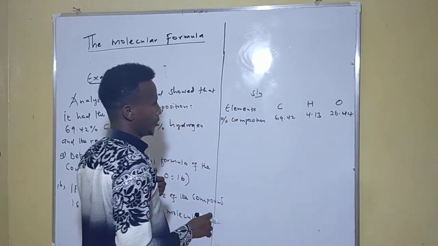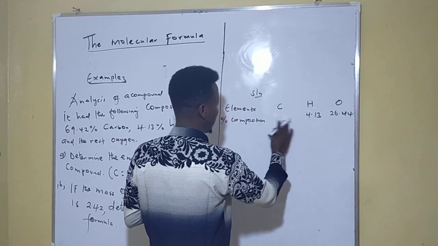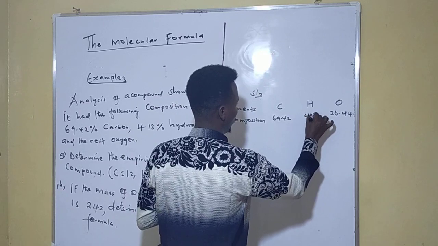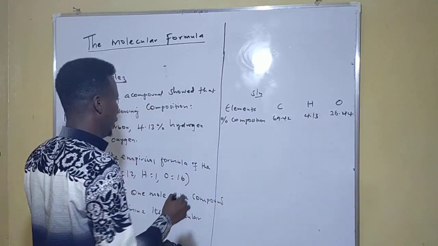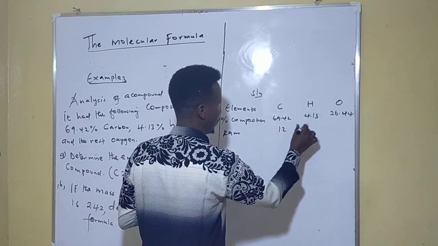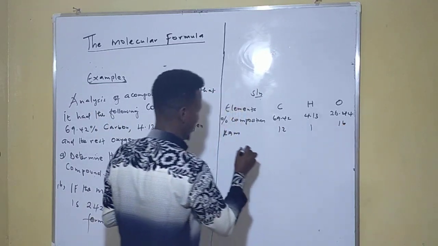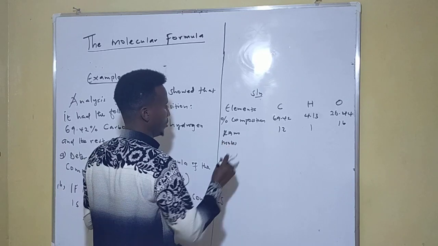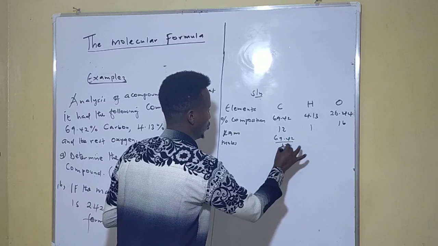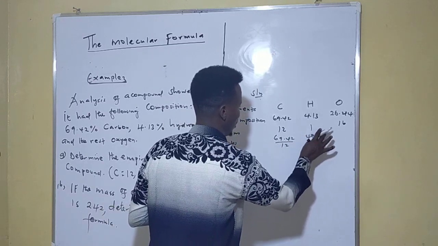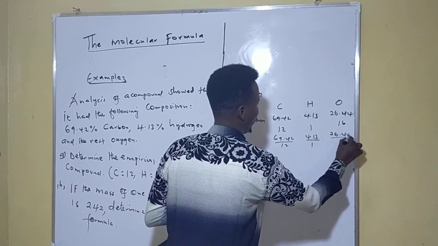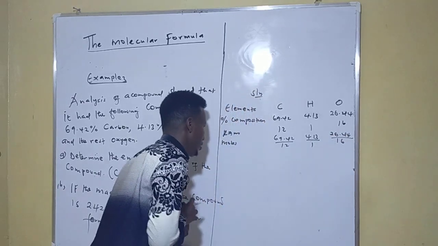26.44. Okay. So remember, we can write here 69.42, 4.13 to avoid confusion. Then we know that the RAM of each is 12, 1, 16. Then let's get our moles. Moles is 69.42 divided by 12, 4.13 divided by 1, 26.44 divided by 16. So let's get that.